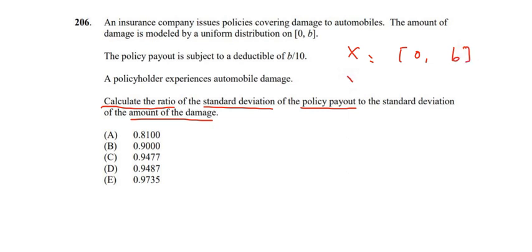X is from a uniform distribution from 0 to b. Okay, so let's say the payment is y. For y, we have a deductible. So here's 0, here's b, and this deductible is b over 10.